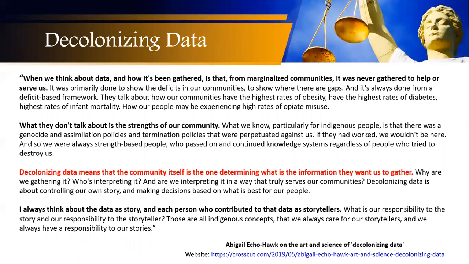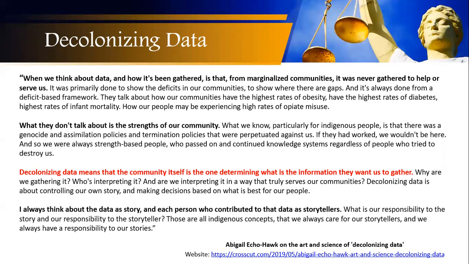So as researchers, we do have a responsibility to consider the story that we are telling with our data, and who gets to tell the story, and who does the data belong to, right? Ultimately, whoever the data belongs to is the individuals who get the opportunity to tell the story with the data and to have control of the narrative.